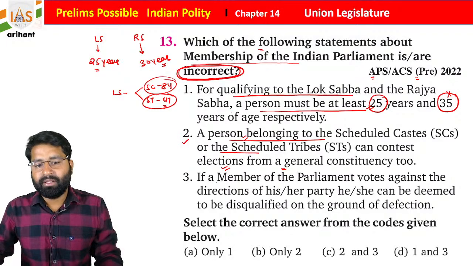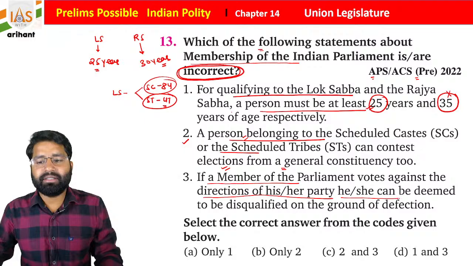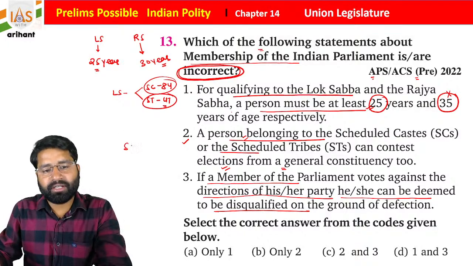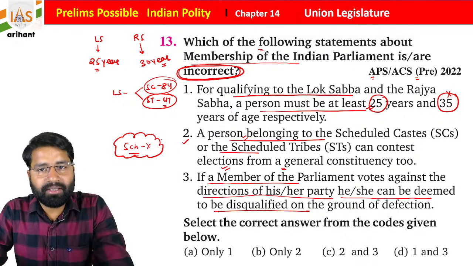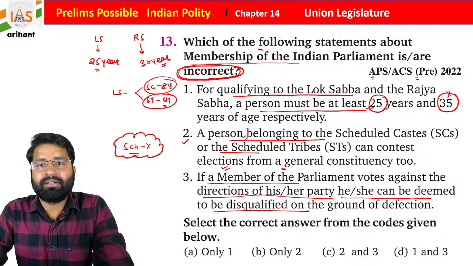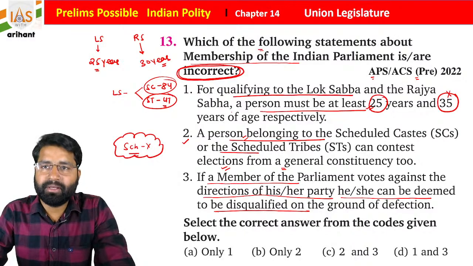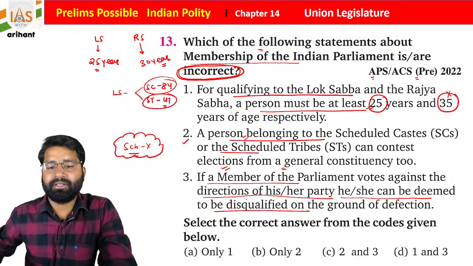Okay, this is correct. A member of parliament who votes against the direction of her party can be deemed to be disqualified on the ground of defection. What is defection under Schedule 10 of the Indian Constitution, students? If someone does not follow the party, or if someone switches the party, in that case he or she can be disqualified. So this is also correct. Let's suppose the party gives some guideline, some whip or some information, but they are not following the same. It means that they can be disqualified.